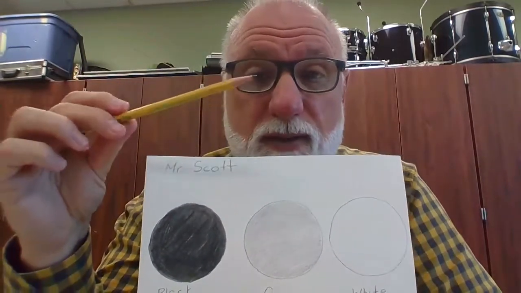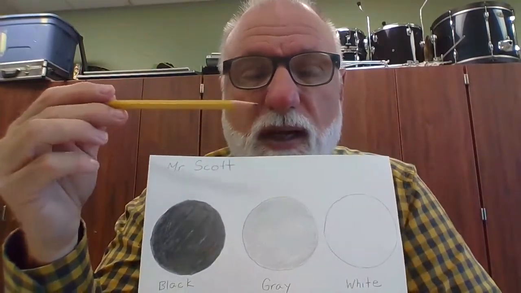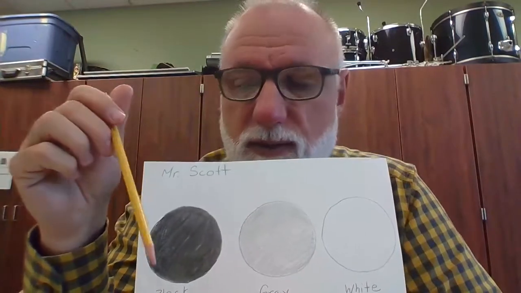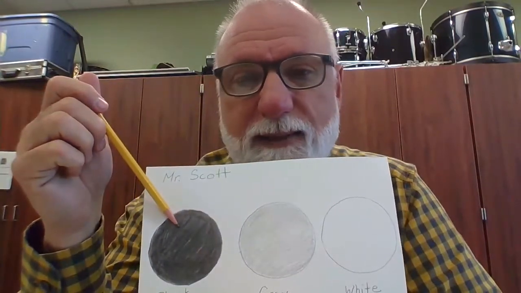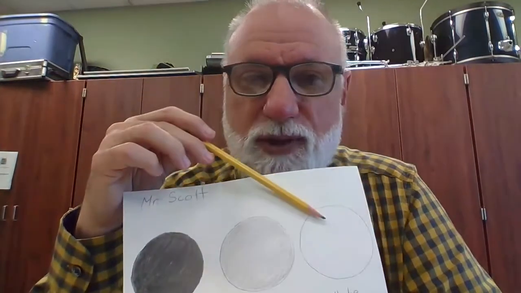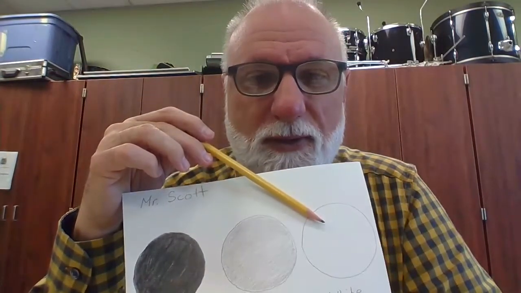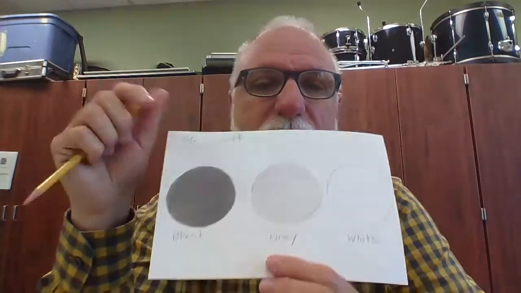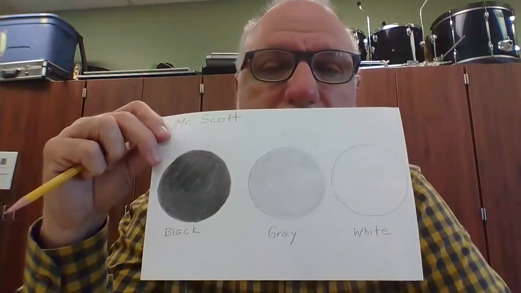So with this one pencil, I made three different values. Push hard for black, push light for gray, don't push at all for white. Just leave it alone. Okay? So that's the first part of this practice. Now we're going to do one more practice thing on the back of the paper.